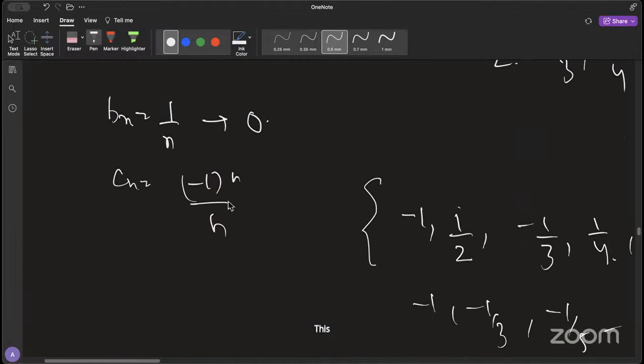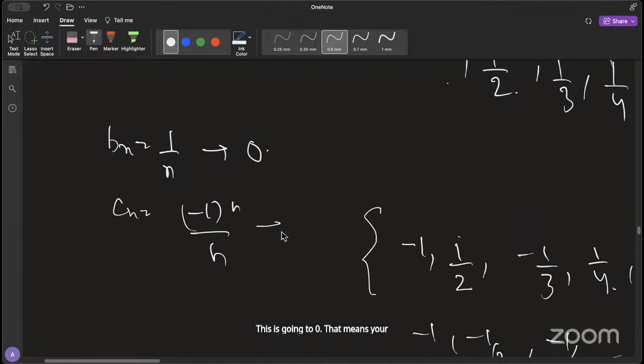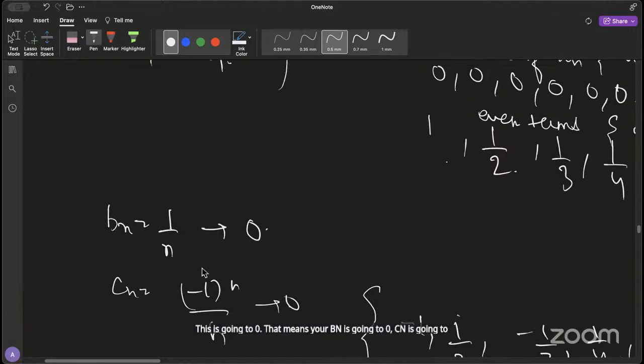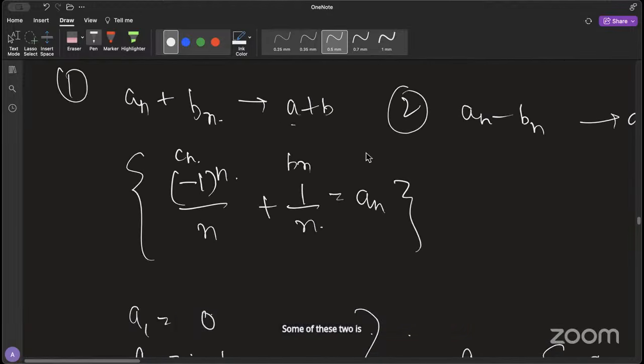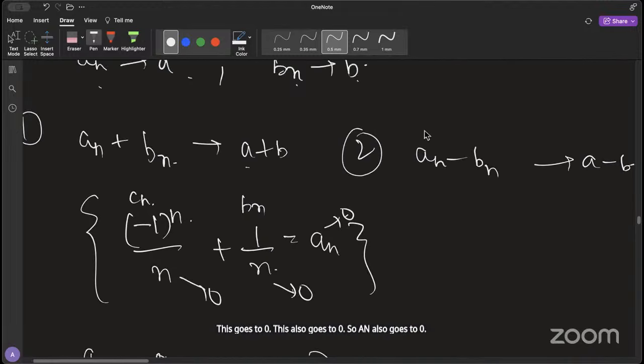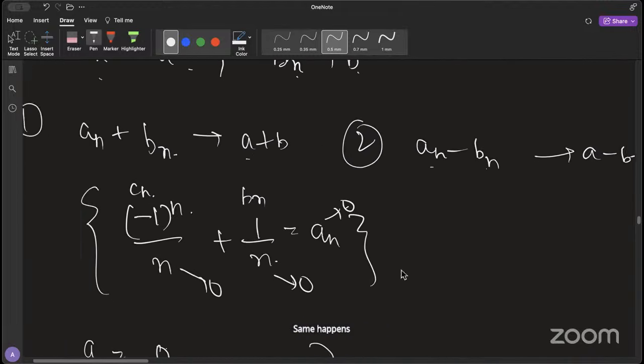This is going to 0. That means your Bn is going to 0, Cn is going to 0. So the sum of these two should also go to 0, right? Sum of these two is An. This goes to 0. This also goes to 0. So An also goes to 0. Same happens here in this case.